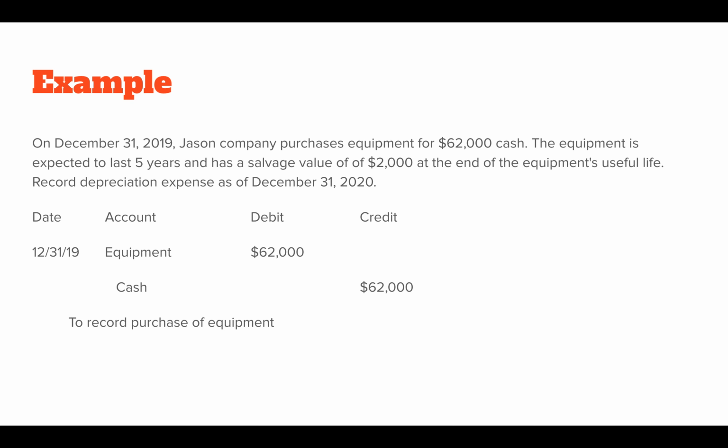So when I'm buying this equipment, I'm going to be debiting equipment for $62,000 and crediting cash for $62,000. This is the initial entry for December 31st, 2019. Remember, when we're purchasing equipment, think about what's happening to cash. Ask yourself, is cash going up or going down? In this case, cash is going down, and I'm going to show that with a credit to cash. For every credit, I need a debit. So I'm going to be debiting equipment, and this is to record purchase of equipment for December 31st, 2019.